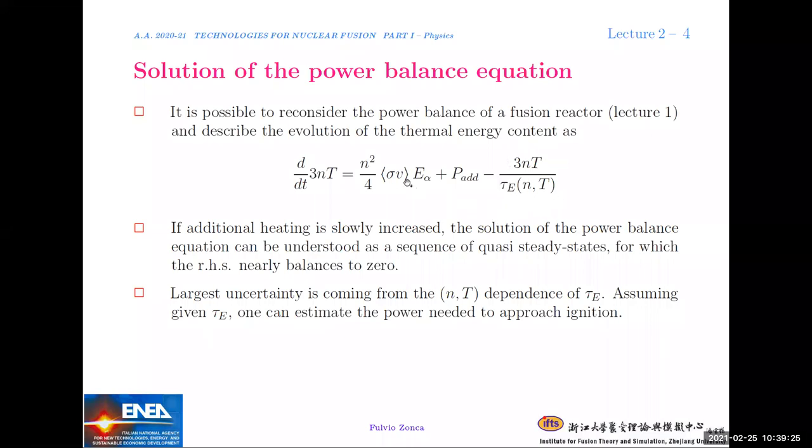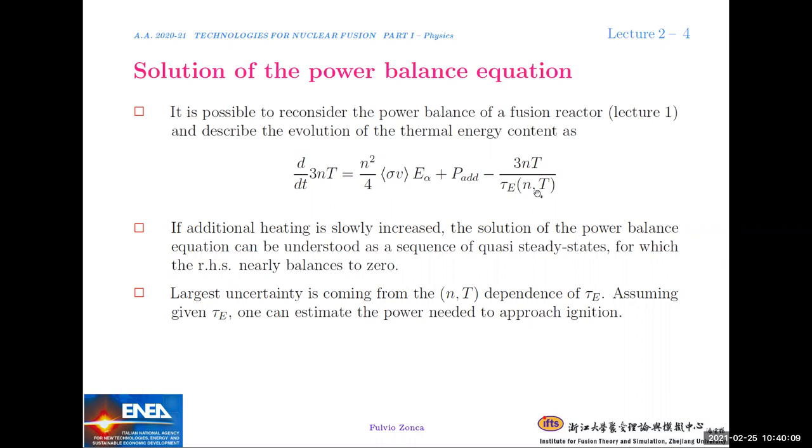So if in this scheme you unbalance the two terms, of course, if we put more power in than power lost, the energy content of the plasma will increase. How do we do this from a practical point of view in this equation? If we take the additional heating, which is something that we control externally, and we increase it very, very slowly, as slowly as you wish, essentially what you can think of is that the various equilibria of the plasma are going through a sequence of quasi-steady states, in which the right-hand side is essentially in balance.